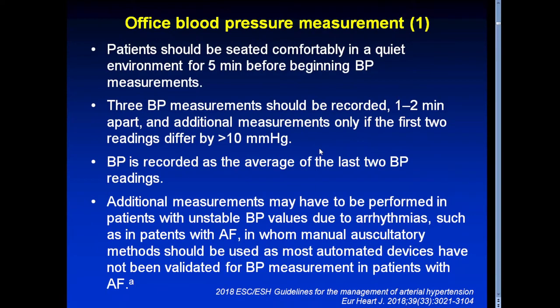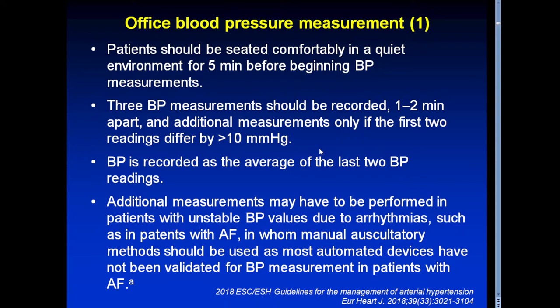Office blood pressure measurement. The patient should be seated comfortably in a quiet environment for 5 minutes before beginning BP measurements. 3 BP measurements should be recorded, 1 to 2 minutes apart, and additional measurements only if the first two readings differ by more than 10 mmHg. BP is recorded as the average of the last two BP readings.